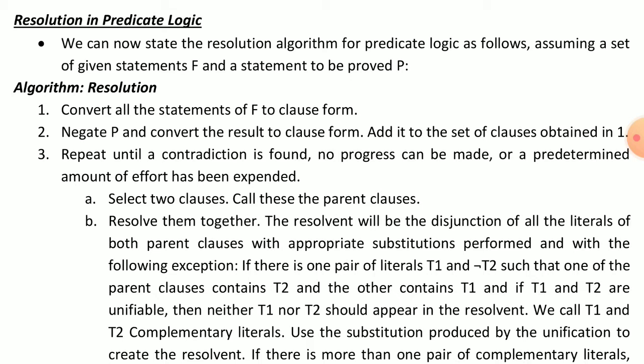Now step number 2: negate capital P and convert the result to clause form. Negating capital P means we remove the proof of the statement, and then we convert the result, the statement's result, into clause form, and then we add it to the set of clauses obtained in step 1.